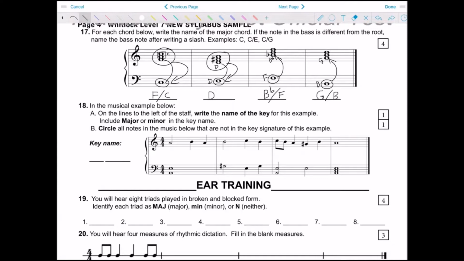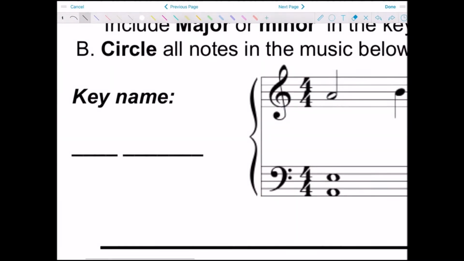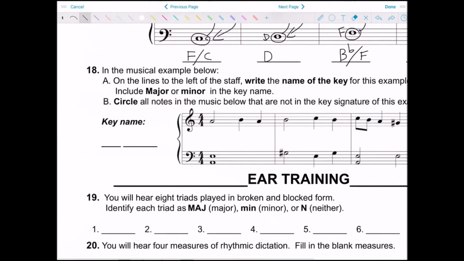Okay. So, what key are we in? Some might say we're in the key of C because there are no sharps or flats. But there is a minor key that is the same, right? A minor is the same as C major. So how on earth can you tell if you're in A minor or C major?